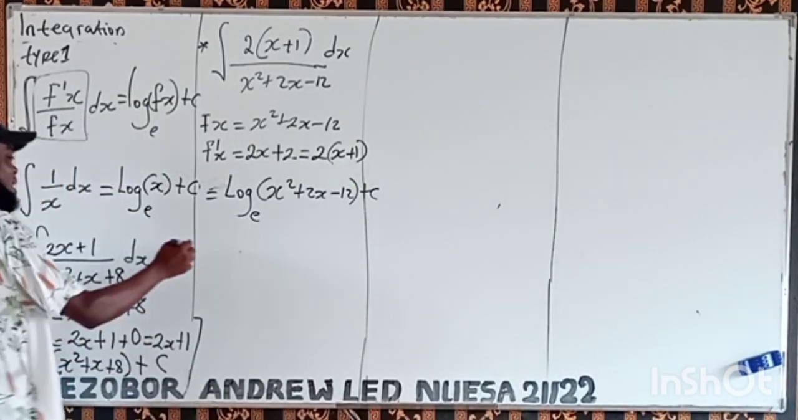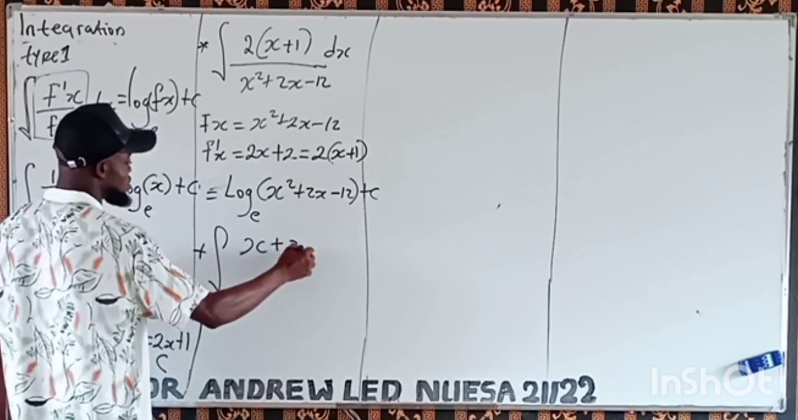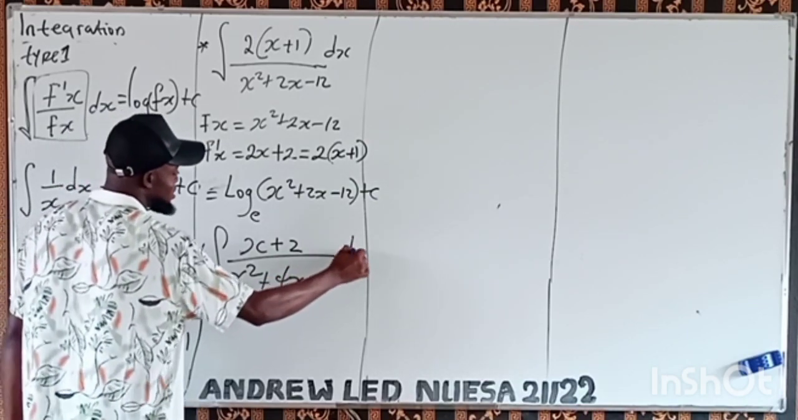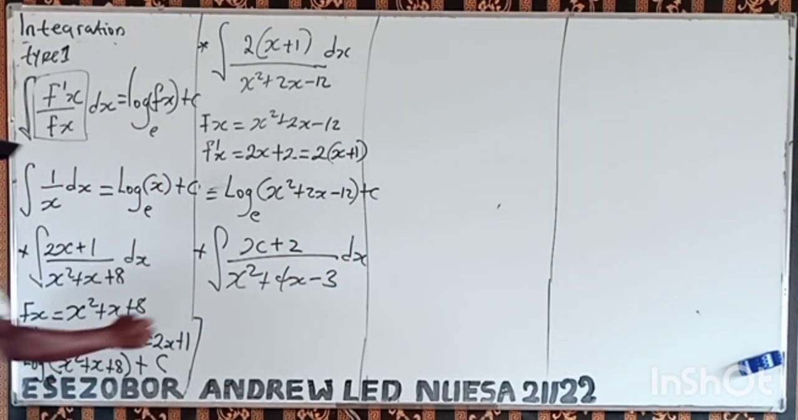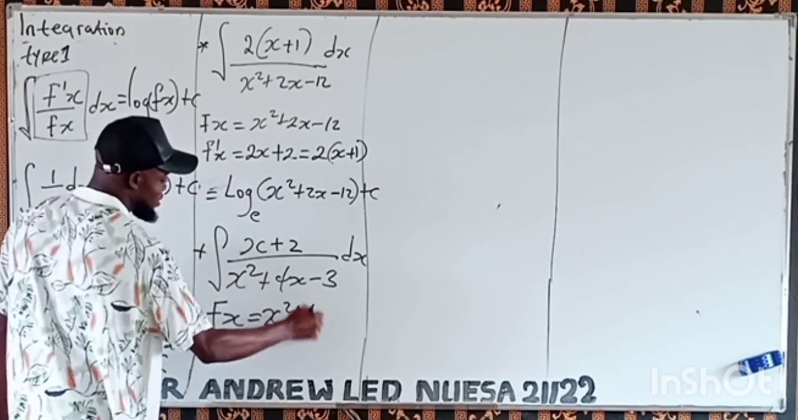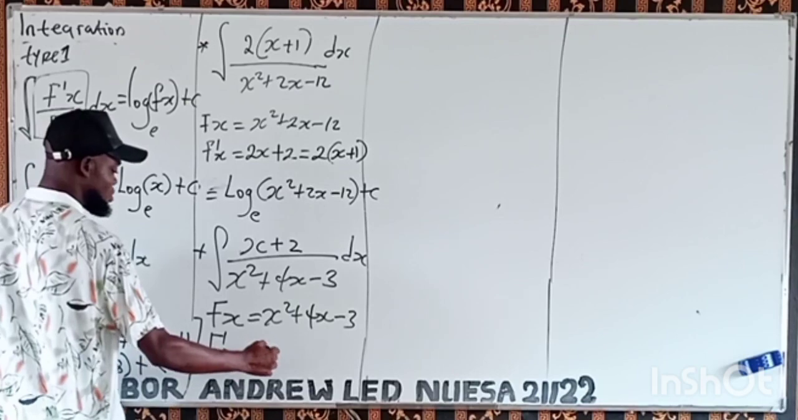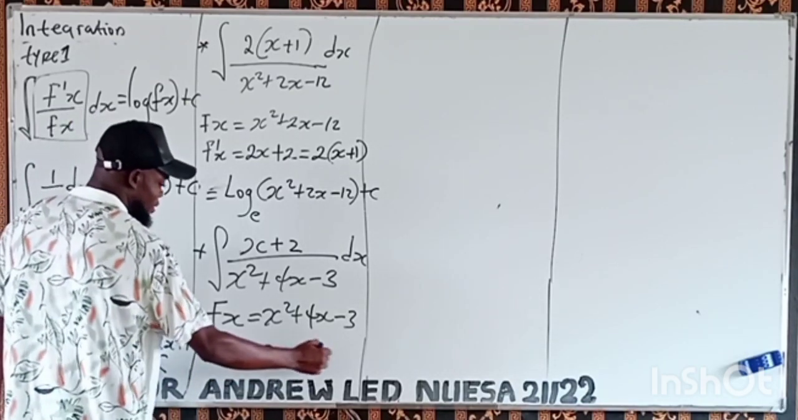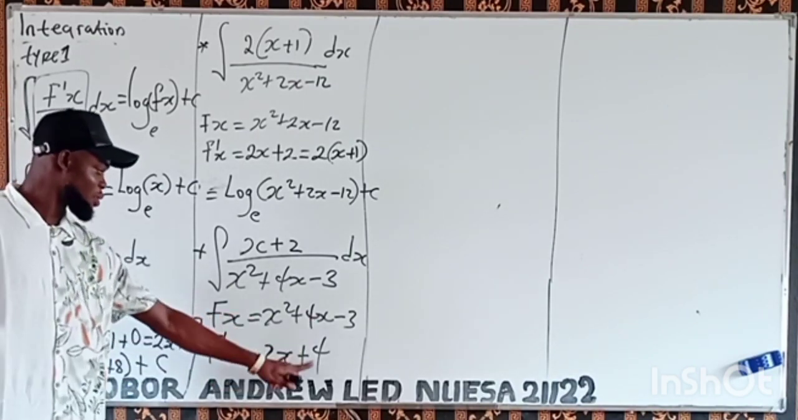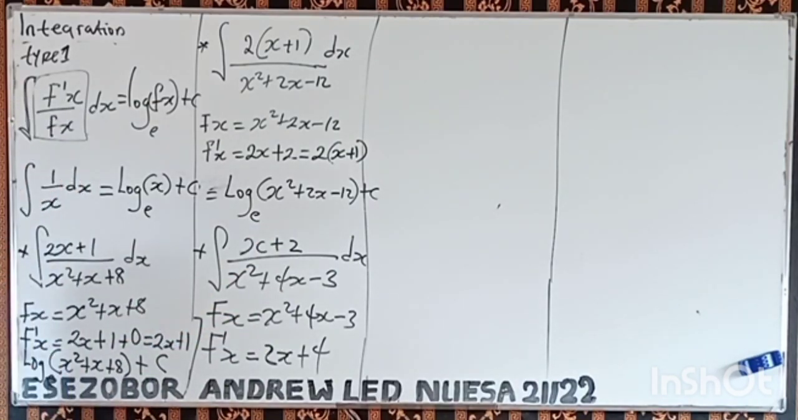That's it. What about if it's not like this? Integral of x plus 2 all over x squared plus 4x minus 3 dx. What is the f of x? The f of x is x squared plus 4x minus 3. Then what about the f prime of x? It is 2x plus 4. Now check: this and this, are they the same thing? No, they're not the same. So what do we now do in this case? You check.